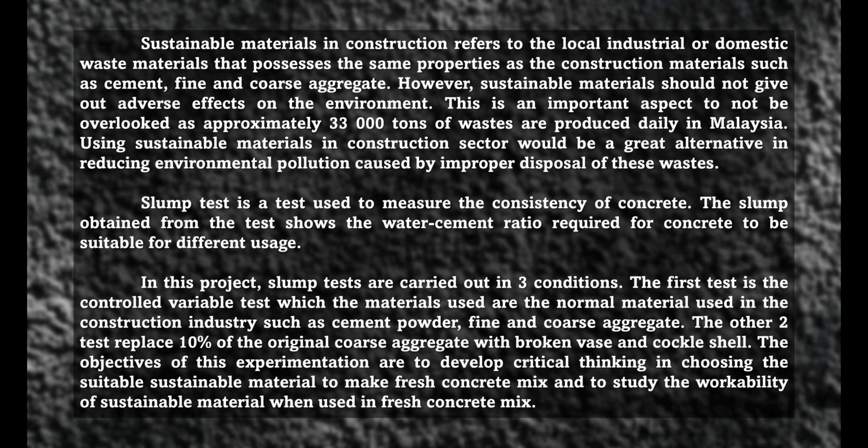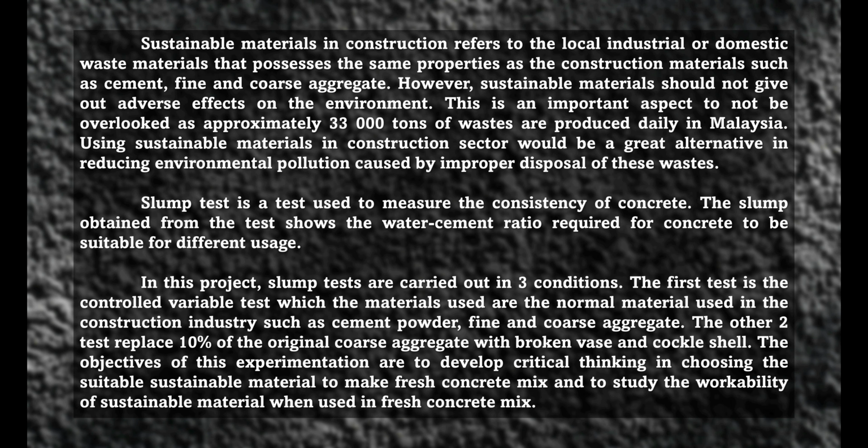Introduction. Sustainable materials in construction refers to the local industrial or domestic waste materials that possess the same properties as the construction materials, such as cement, fine and coarse aggregate. However, sustainable materials should not give out adverse effects on the environment. This is an important aspect to not be overlooked, as approximately 33,000 tons of waste are produced daily in Malaysia.